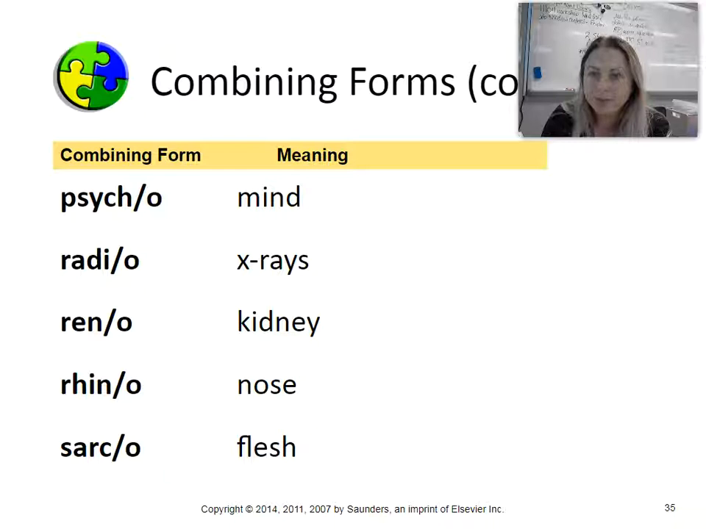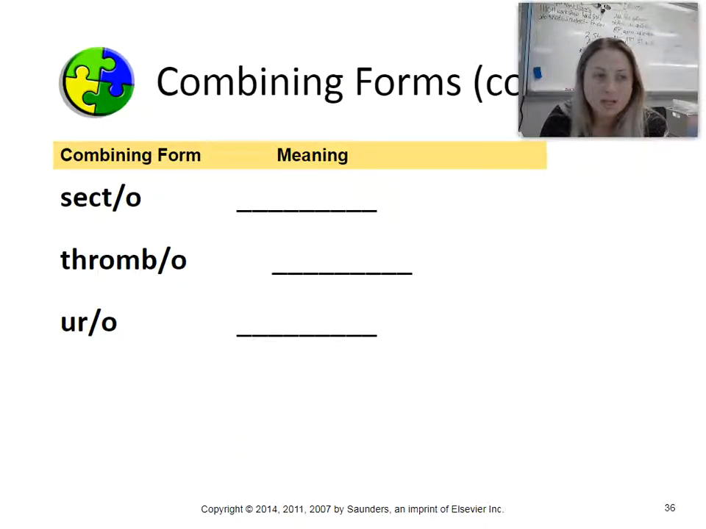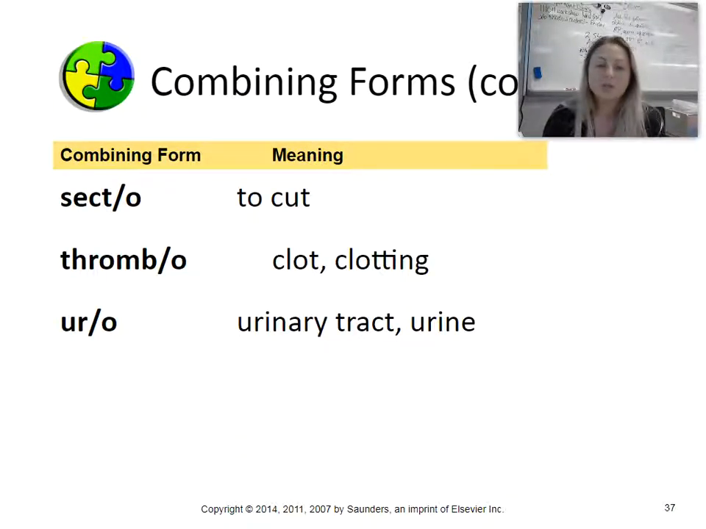Sarco, flesh. There's a sarcolemma that's lining around your flesh. Trying to think of some other sarco words off the top of my head. I'm sure I'll think of some. Okay, secto, this is to cut. So a dissection is where you would cut into an organ. Dissect. Okay, secto is to cut.